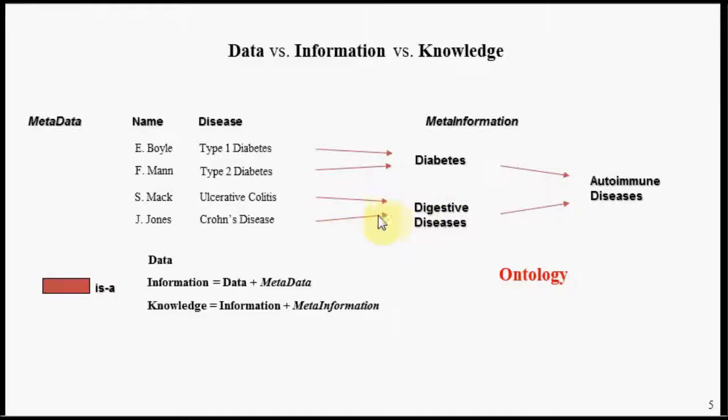There are semantic relationships between the nodes here. And what this allows you to do is the following. If you view this as a relational table, you can certainly ask questions about who has type 1 diabetes in your database. What an ontology overlay allows you to do is ask higher level questions. Tell me all the people in my system that have diabetes in general or have autoimmune diseases in general.